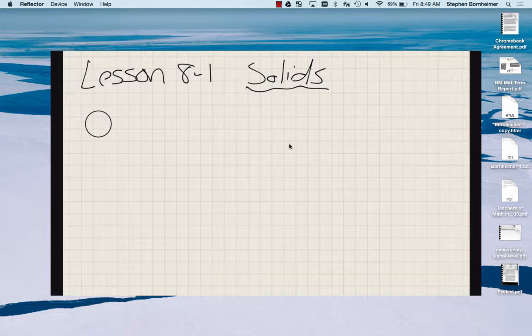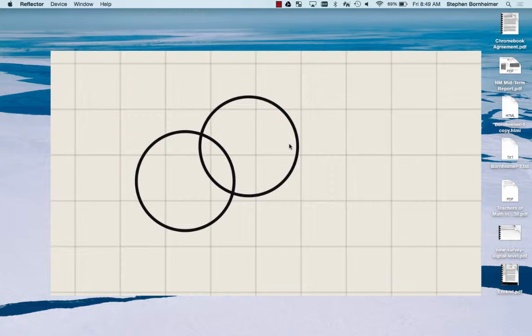Okay, next I want you to make another circle, and they're overlapped kind of like that. Kind of like a Venn diagram on its side. Now make sure you're doing this in pencil, so you can erase a little bit. The next thing we're going to do is draw a line that connects the sides like that.